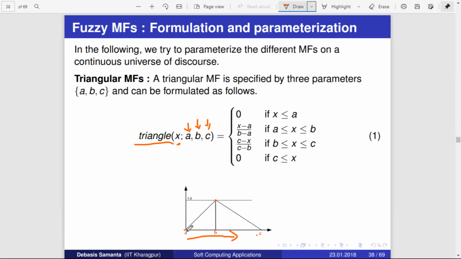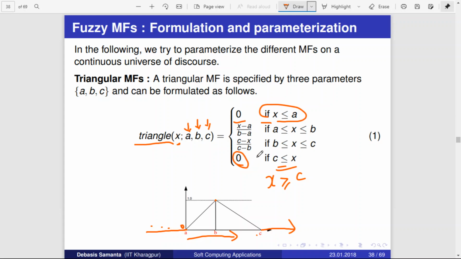If x is less than or equal to a, the membership function will result in 0. If x is greater than or equal to c, then also the membership function will result in 0. That is, c less than or equal to x is the same as x greater than or equal to c; either way you can write it. In that case also it is 0.